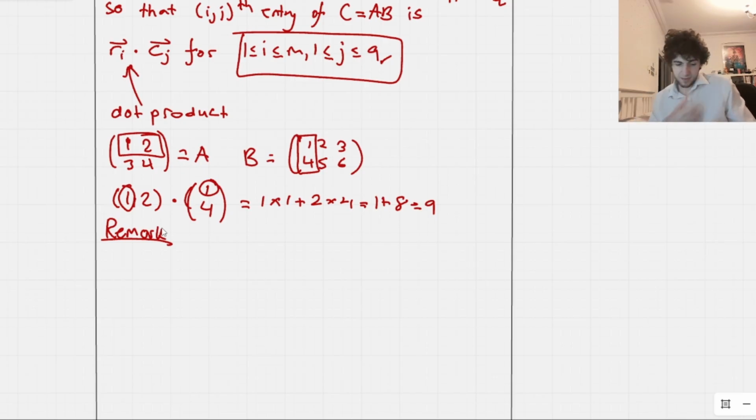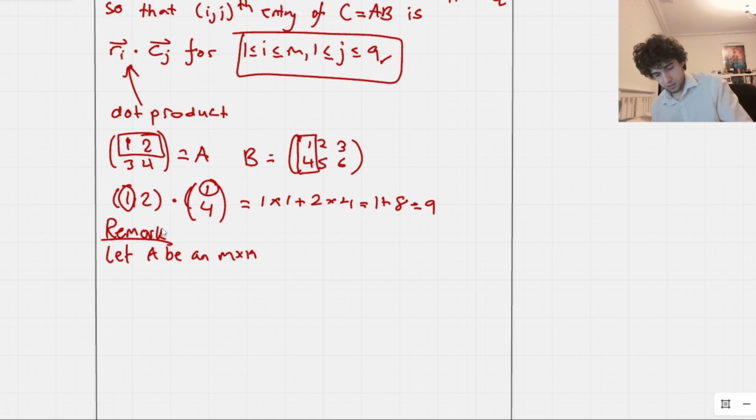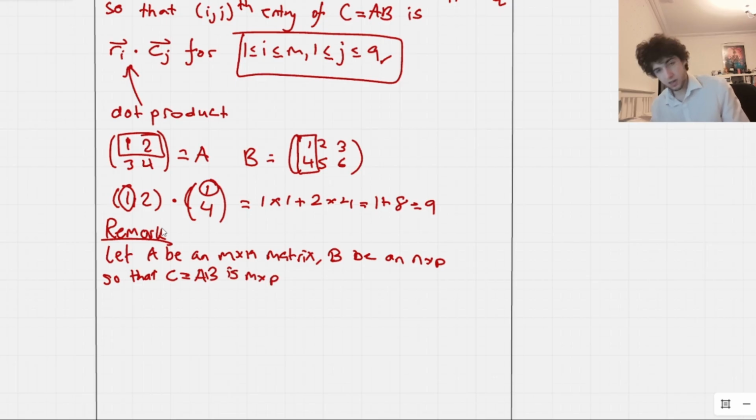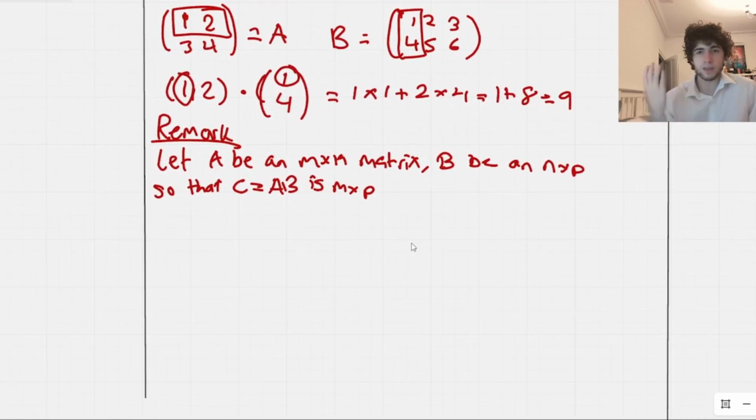Okay, so let A be an m by n matrix, and also let B be an n by p, so that obviously the resultant matrix AB is m by p. Okay, so this should now be known. You should now understand that this is how matrix multiplication works. Right, so this is fine. This is just what we've been talking about. What I can now add on is this.